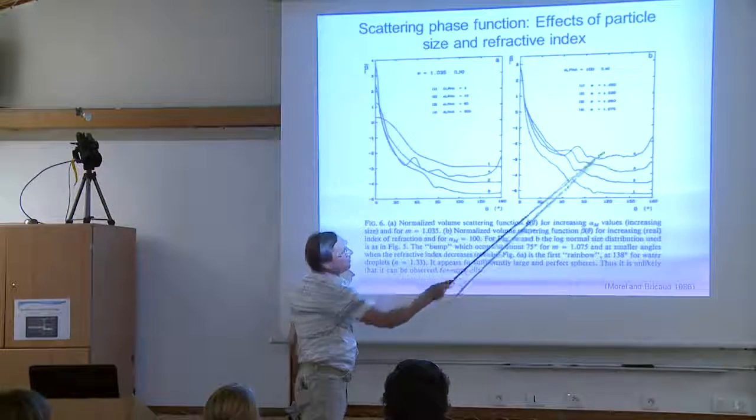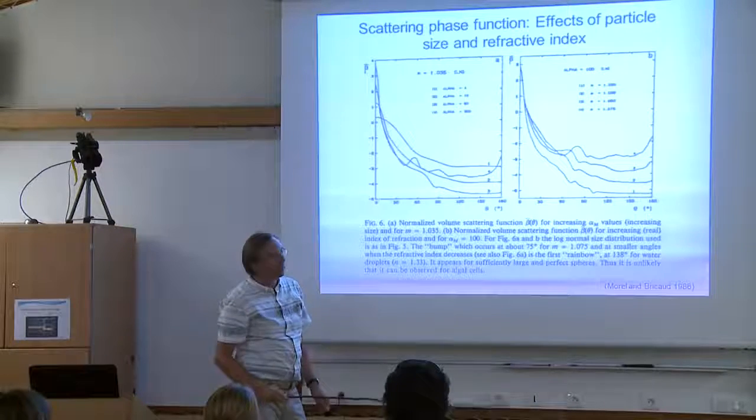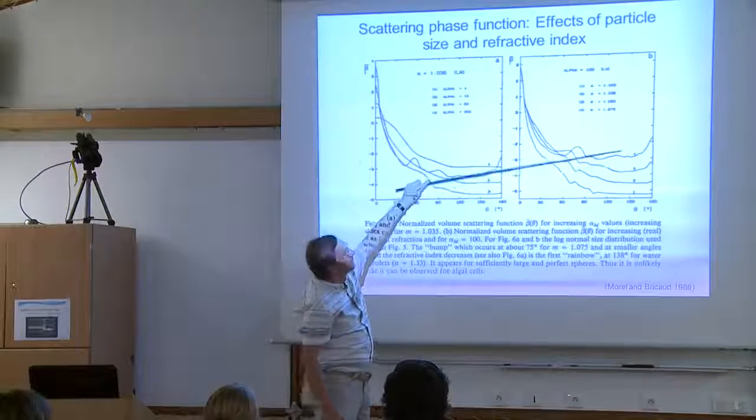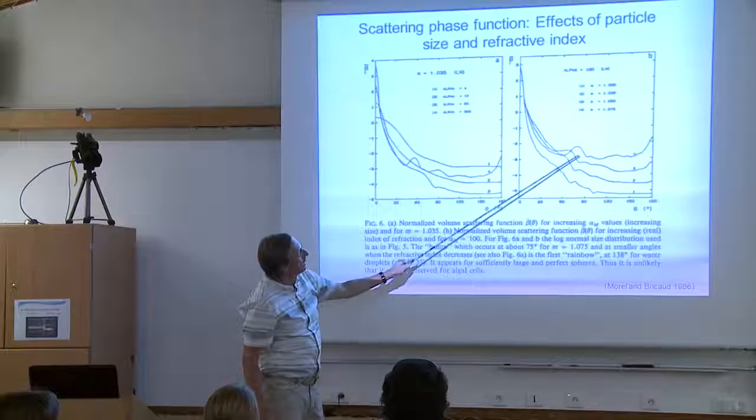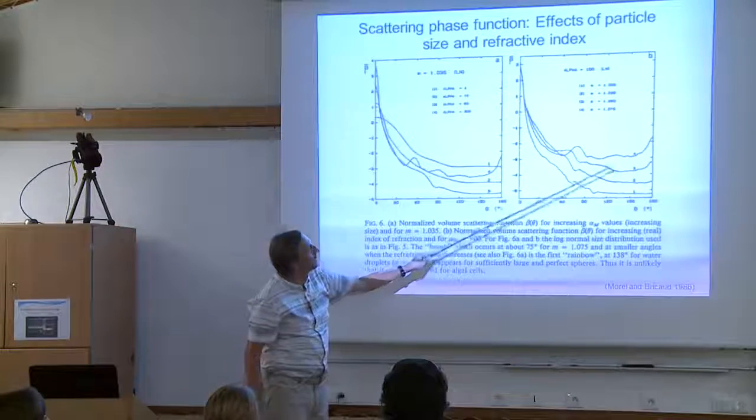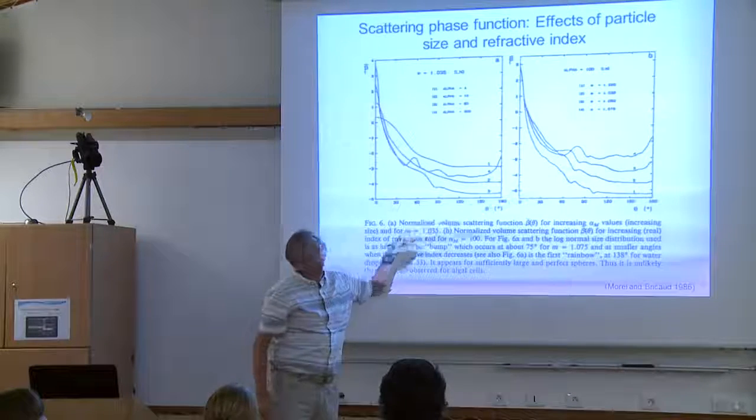Huge effect here for refractive index. So you can see high refractive index produces significantly more scattering at large angles and backscattering angles compared to low refractive index.